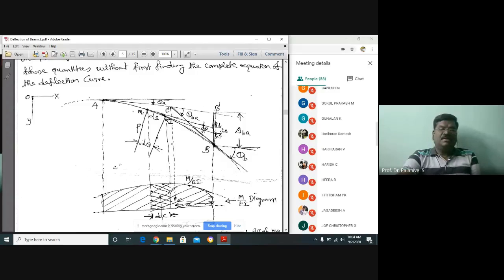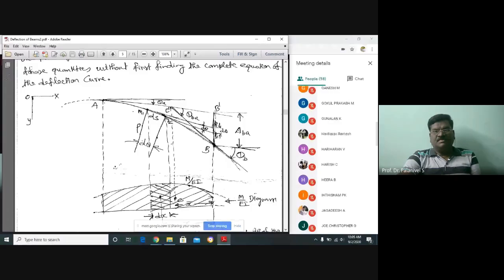Now what happened? You draw the normals to M1 and M2. The angle subtended at the center of curvature by these two radial lines, these two normals, is d theta. Okay, d theta, normal to the curve. It has subtended an angle d theta at the center. Now what I have done? I have drawn a tangent at M1 and a tangent at M2. Two tangents I have drawn.